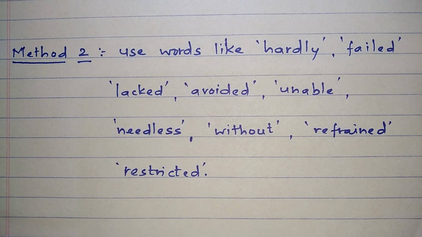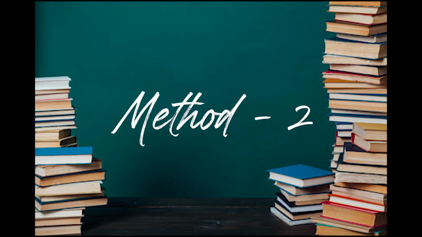Friends, it is not possible that every word will have its antonym. ऐसा तो मुमकिन नहीं है कि हर वर्ड, हर शब्द का एक ऑपोजिट एंटोनिम होगा. तो ऐसे कंडीशन में वी यूज मेथड 2.